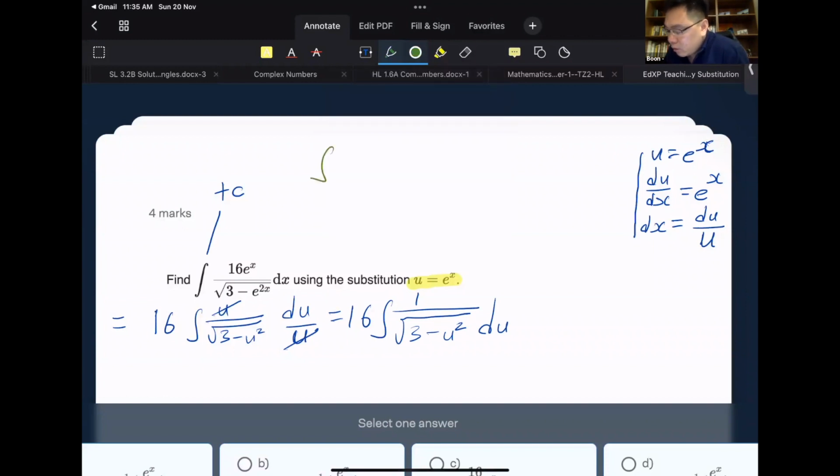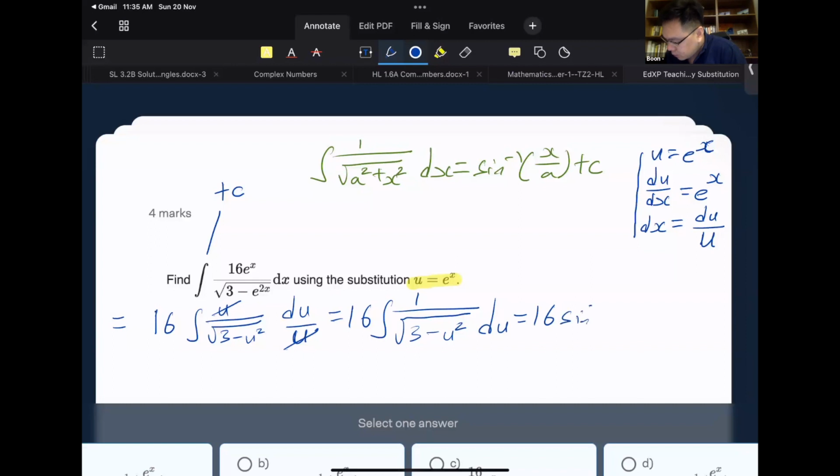Okay, so the integral of 1 over square root of a squared minus x squared is arcsine x over a plus c. Okay, so please remember that. You should be familiar and be able to recognize that this is an arcsine function. Okay, so we get 16 arcsine u over root 3 plus c.